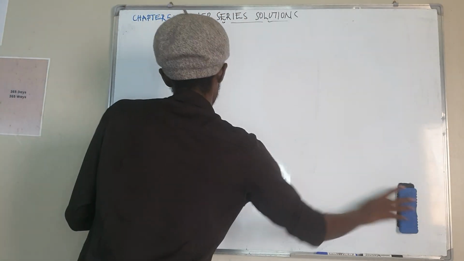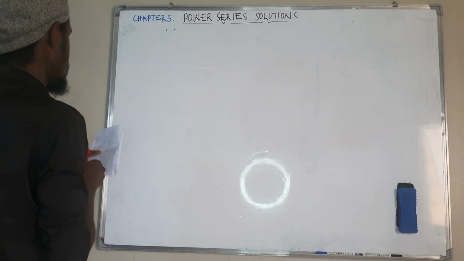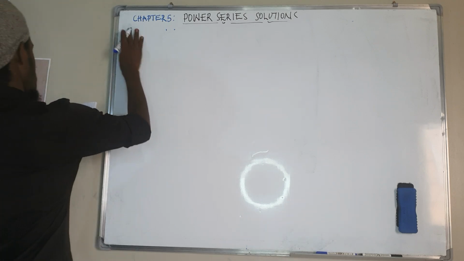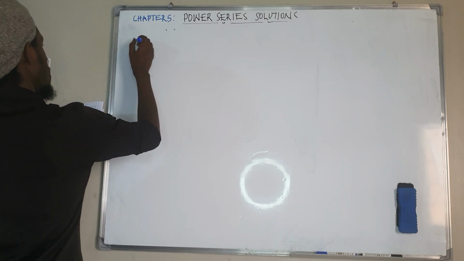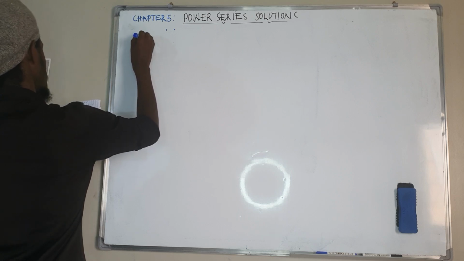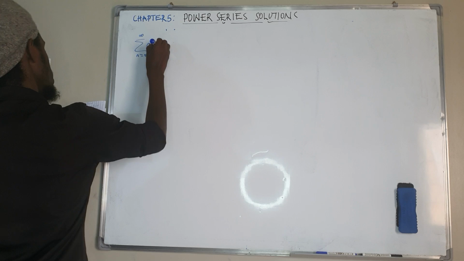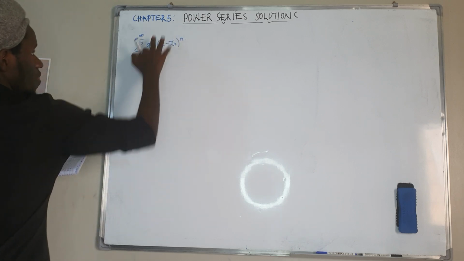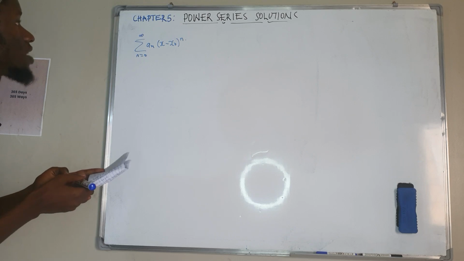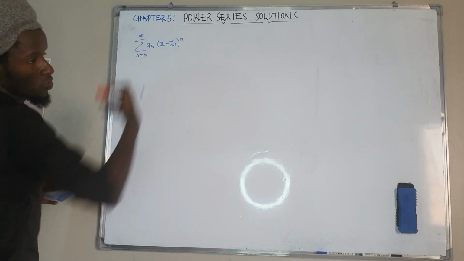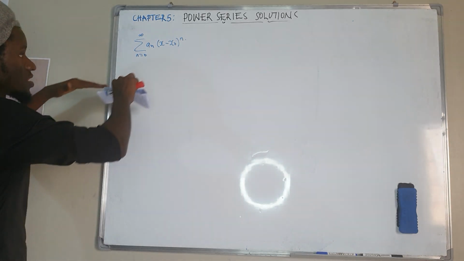Now let us take an example. Example 1. We are given a power series, the summation from n equals 0 up to infinity of an times (x minus x naught) power n. Now they want us to take this power series so that the starting point becomes n plus 2.